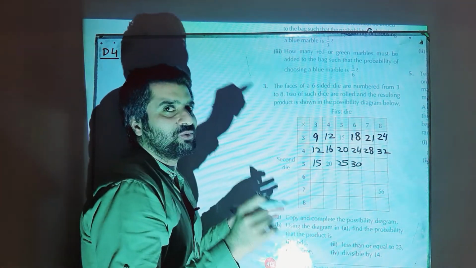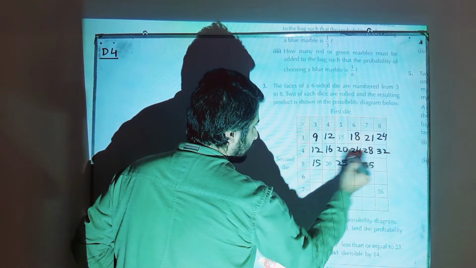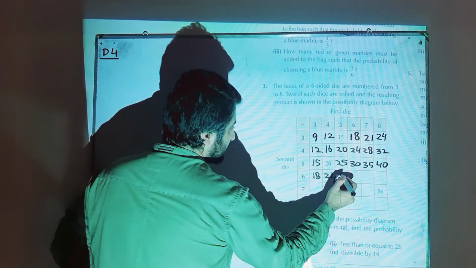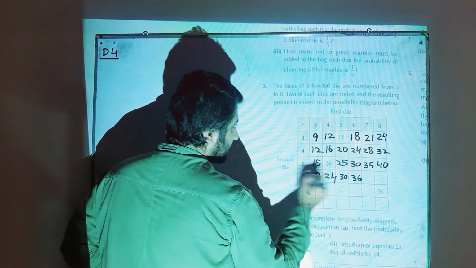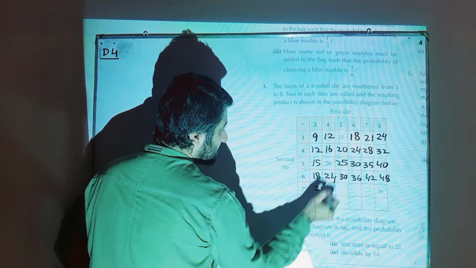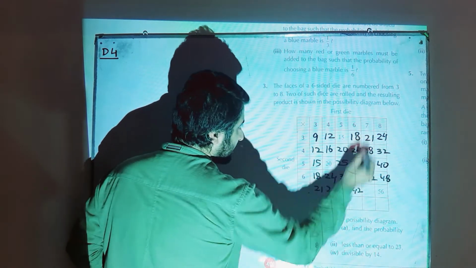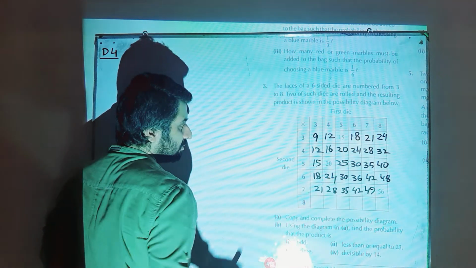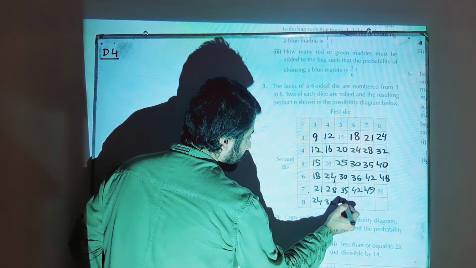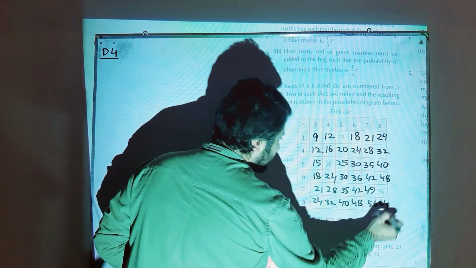That's why I don't prefer to do it in a hurry. 5 threes 15, 20, 25, 30, 5 sevens 35, 5 eights 40, 6 threes 18, 6 fours 24, 6 fives 30, 6 sixes 36, 6 sevens 42, 6 eights 48, 7 into 3, 21, 7 into 4, 28, 7 into 5, 35, 7 into 6, 42, 7 into 7, 49, 7 into 8, 56, 8 into 3, 24, 8 into 4, 32, 8 into 5, 40, 8 into 6, 48, 8 into 7, 56, 8 into 8, 64.